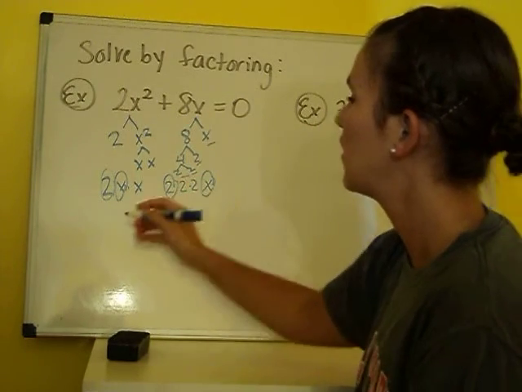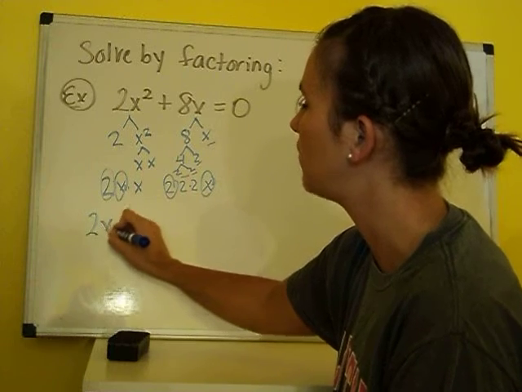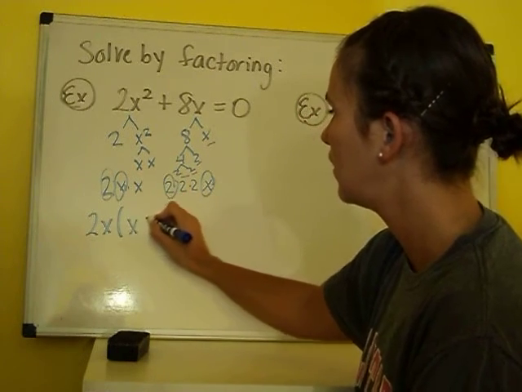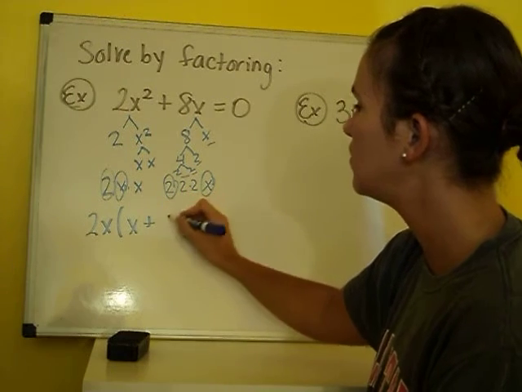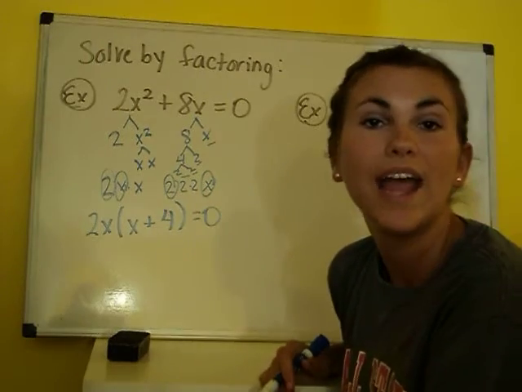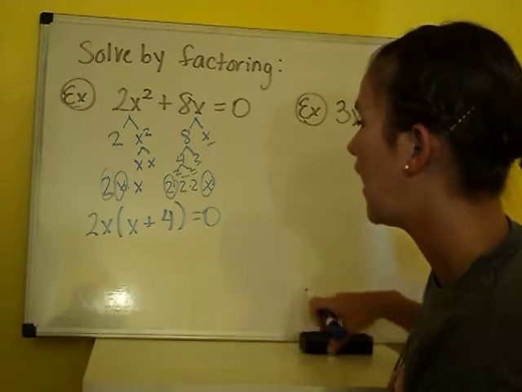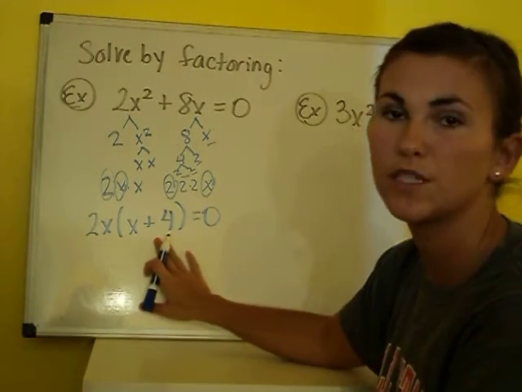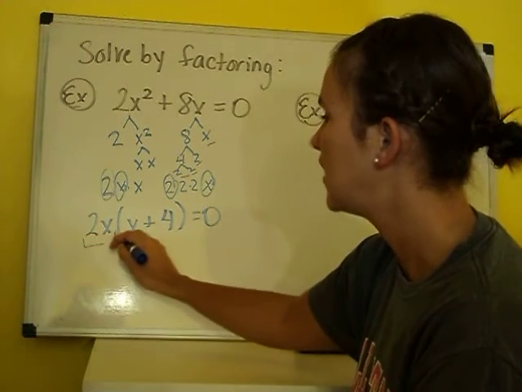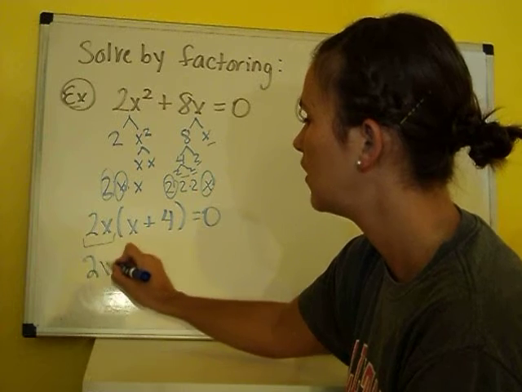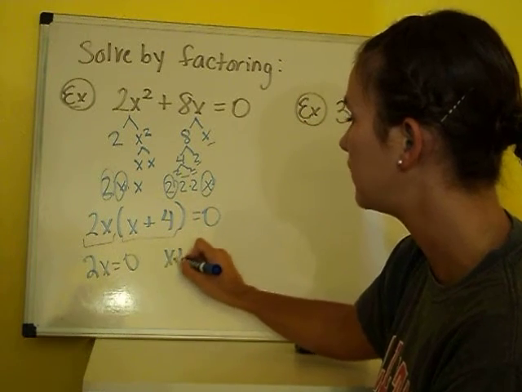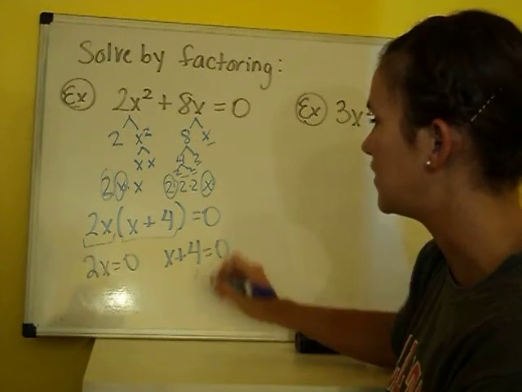So this can be written, I'm going to pull out my greatest common factor, and then write my leftovers. I have an x here, plus 2 times 2 is 4, equals to 0. Now I have a product. I have 2x times x plus 4. So now I can use my zero product property. So I'm going to take 2x and set it equal to 0. And then I'm going to take x plus 4 and set it equal to 0.